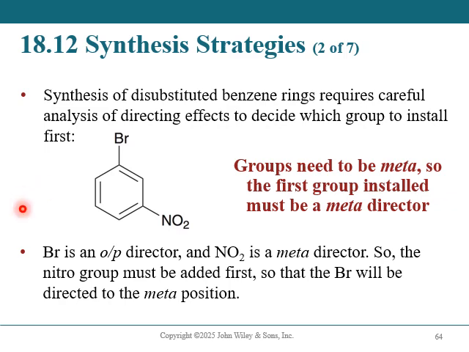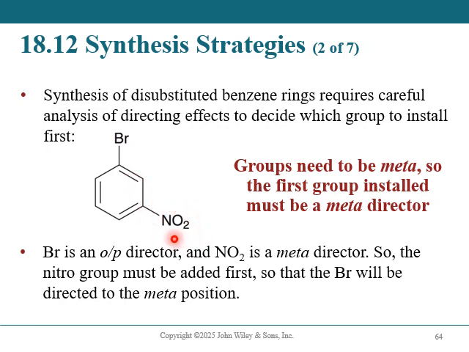Here, the most important part of multi-step synthesis, or synthesis strategies as we call it, is to sit down and think about what kind of product you want and how you're going to get it, based on whether your group is an activator, deactivator, and the directions. Synthesis of disubstituted benzene rings requires careful analysis of directing effects to decide which group to install first. So in this case, I want to add a bromine, and also want to add a nitro. And I know that a halogen, for example, is going to be an ortho-para director, but I know that nitro is going to be a meta director.